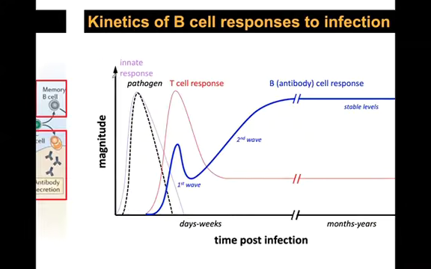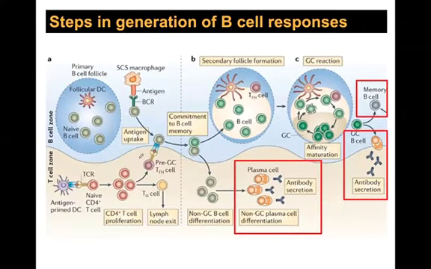If it does get T cell help here, right? Then those B cells will form a germinal center. They will initially go to the dark zone where they proliferate and start doing somatic hypermutation and isotype switching. They'll then go to the light zone where they're then going to be selected for the best cells.